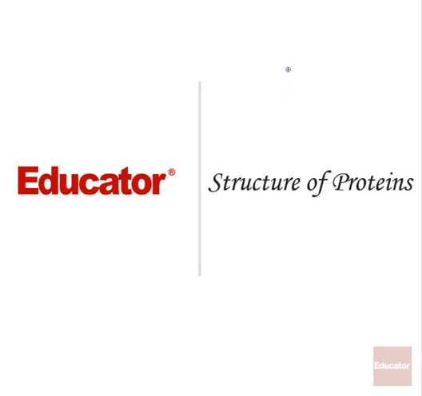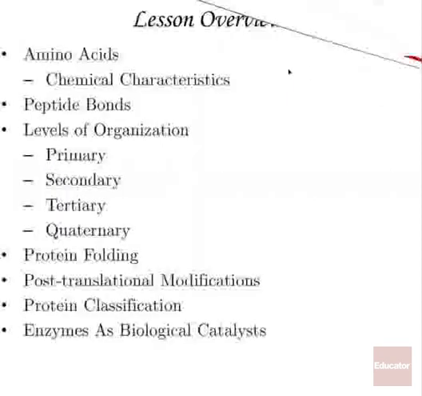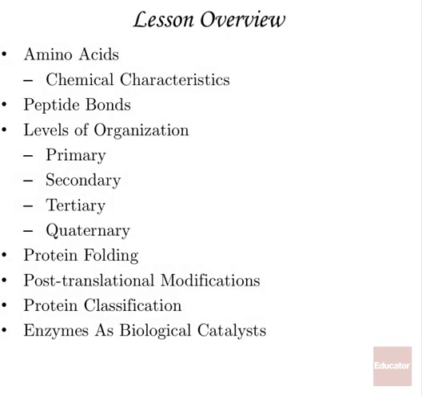So today we're going to talk about the structure of proteins. As an overview, we have to first talk about amino acids since those are the monomers of proteins. We'll talk about the types of bonds in proteins called peptide bonds. And then importantly, we'll talk about the big types of organization, of structure. We'll mention protein folding and briefly talk about post-translational modifications. Finally, we'll end with protein classification and a short introduction on enzymes being biological catalysts, just as we mentioned in the first lecture.